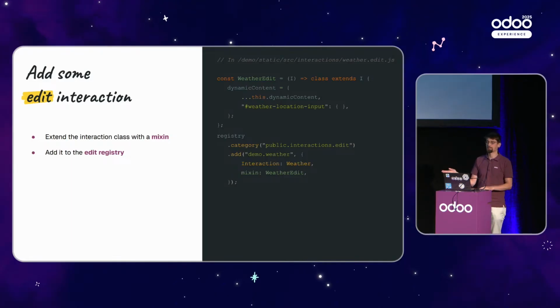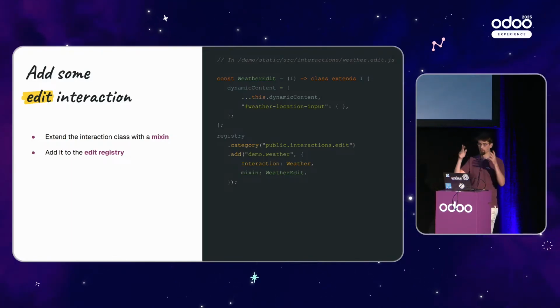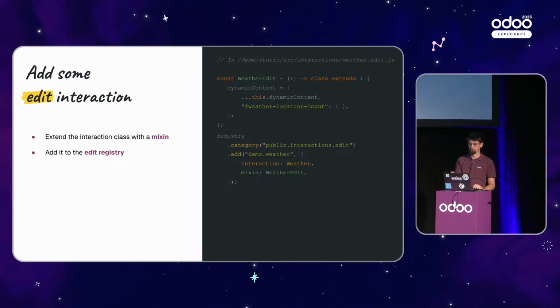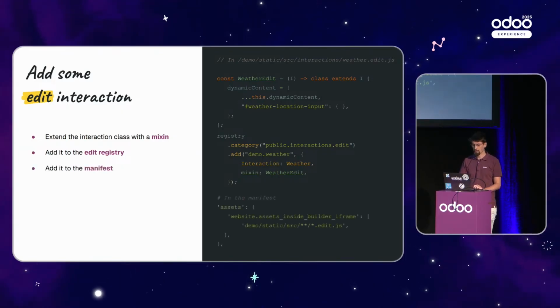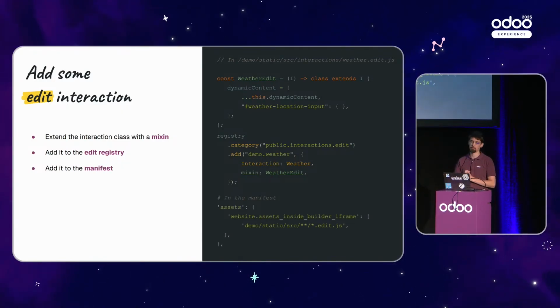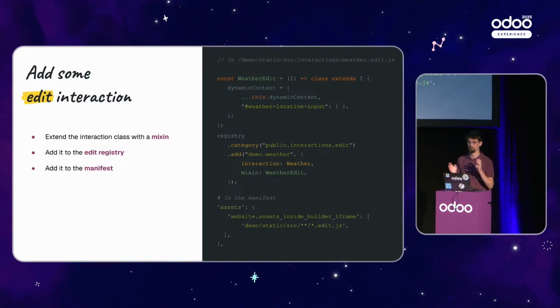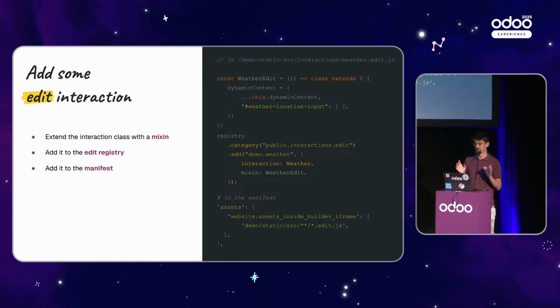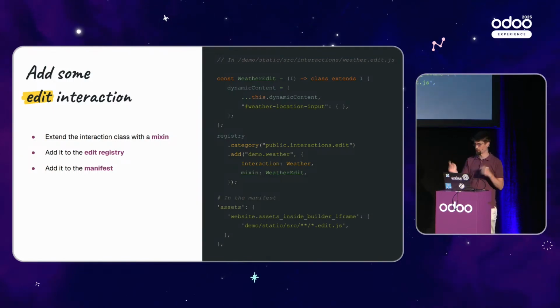You should then add it to the edit registry, so update what you did if you only had one interaction. And you should add the mix-in, obviously, in your object. And don't forget to add it to the manifest too, in assets inside builder iframe, like that. Basically what we do in our code base is suffix our interactions that are for edit mode with .edit.js, so that it's very easy to know what files are for what things, etc.